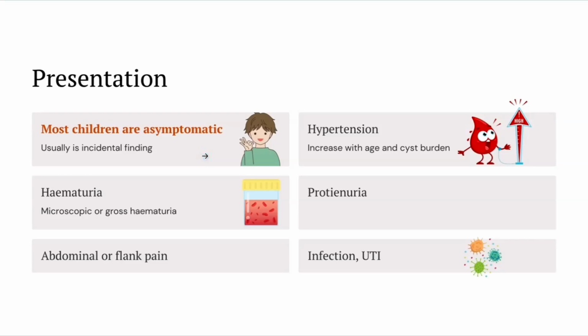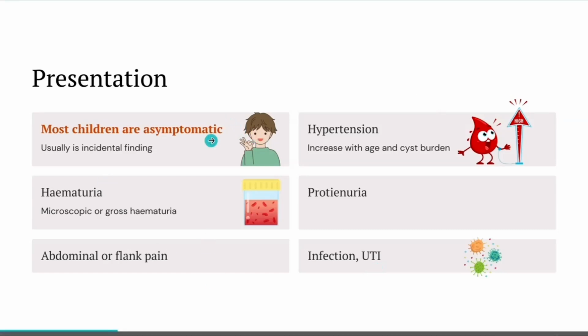However, some patients indeed can have other symptoms, including hematuria. Either it's gross hematuria, where you can see the blood in the urine, or it is microscopic hematuria, which you can only know by the laboratory result or the urine multistix. Some patients can have abdominal pain or flank pain. As in other diseases, some patients can have hypertension, and the blood pressure can increase with age and also the cyst burden. Some patients can have proteinuria or urinary tract infection, but actually most children are asymptomatic.